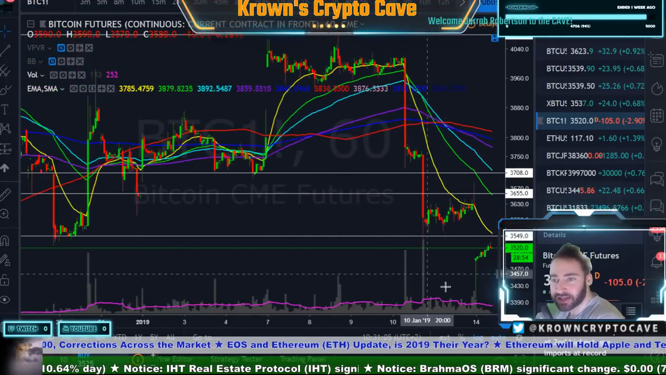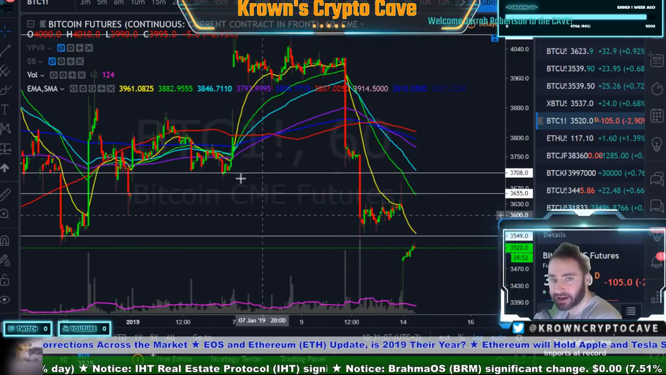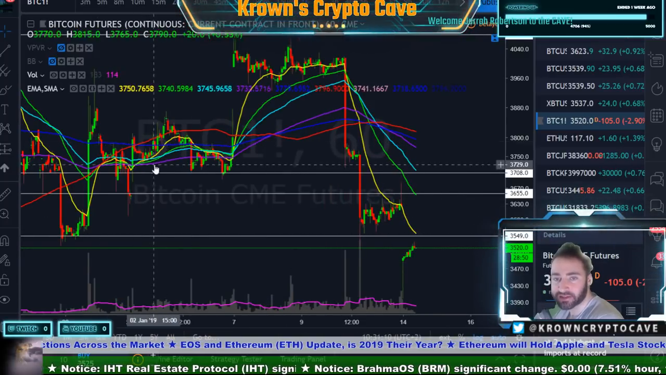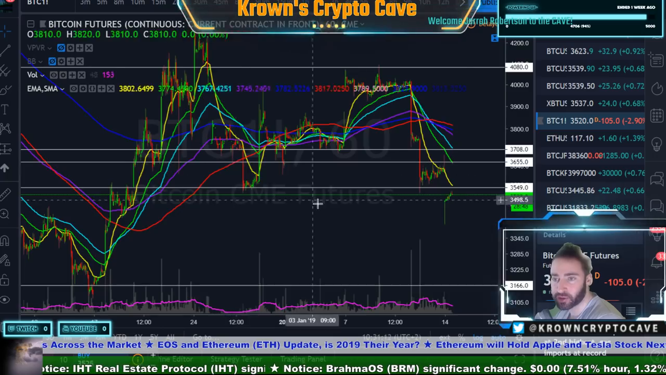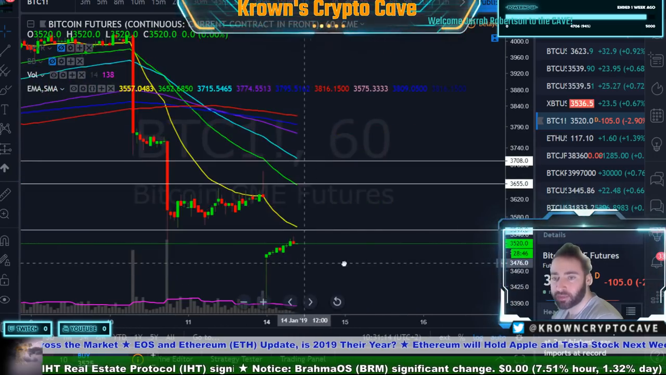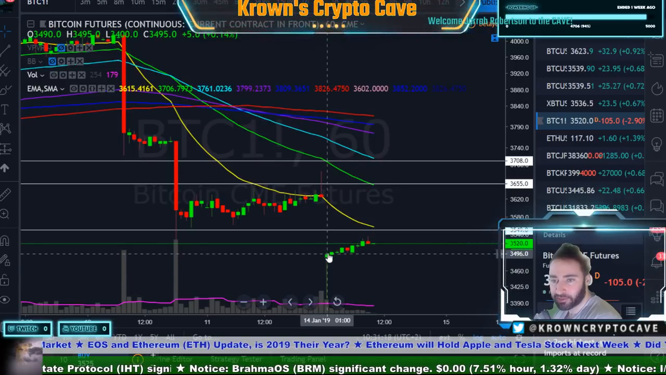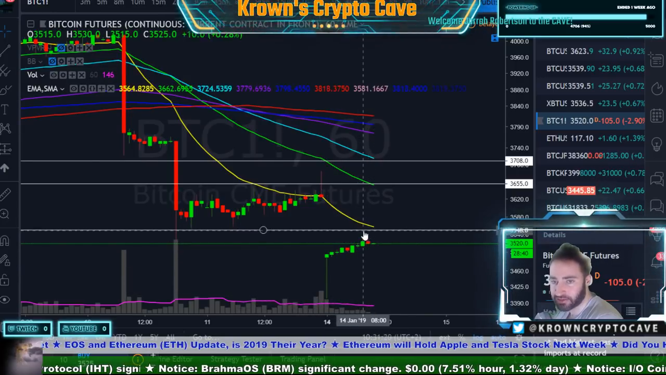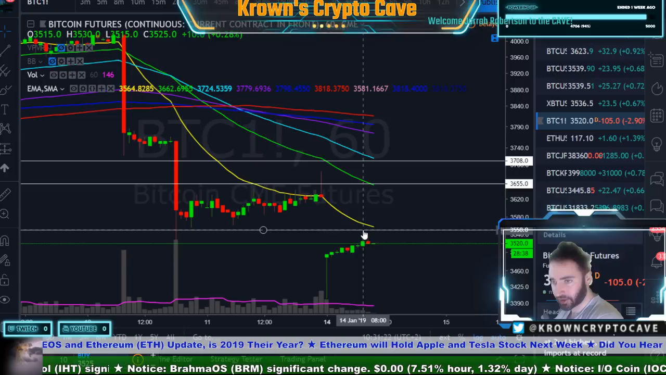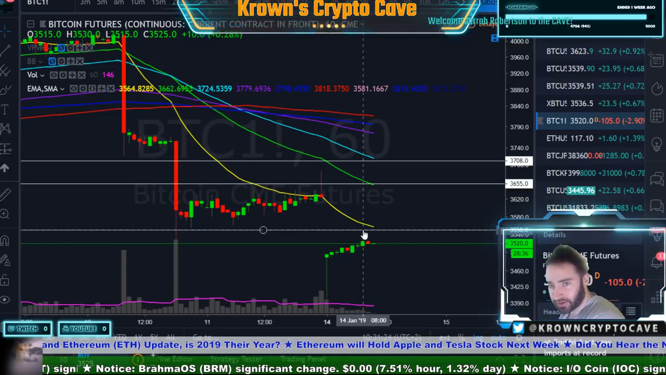I haven't changed any of these supports and resistances in whatever it was, ever since probably this area right over here. As you can see, when CME opened last night at 6 p.m. Eastern time, it was a quick up followed by a retest of this area right over here, 3550. No, this does not count as a gap fill.